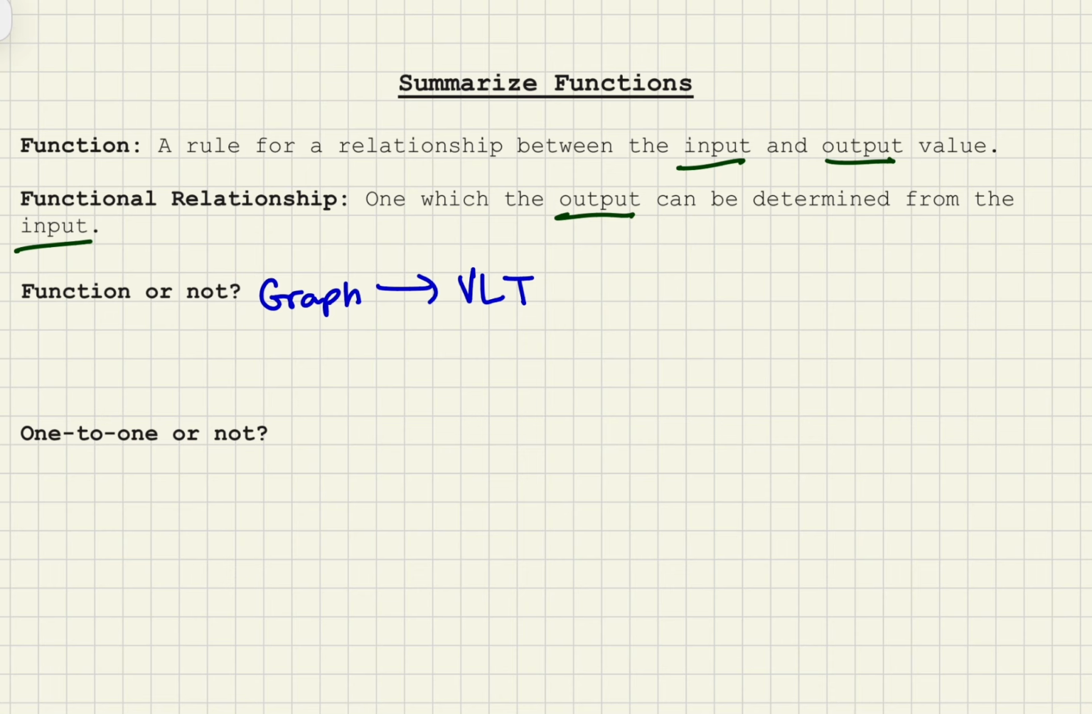And remember, if the relation only hits 1 point on our vertical line, then that relation is a function. But if it hits more than 1 point on our vertical line, therefore it's not a function. And then to determine if a table is a function or not, remember each x value must have only one y value.